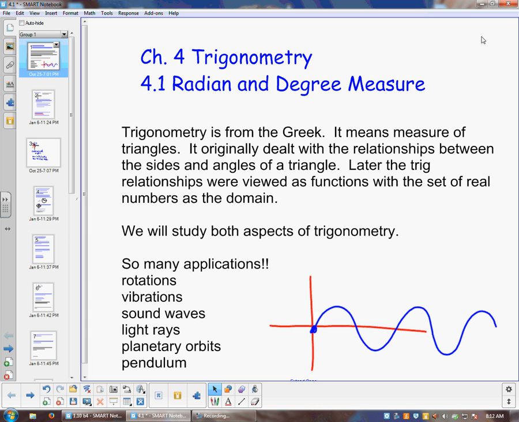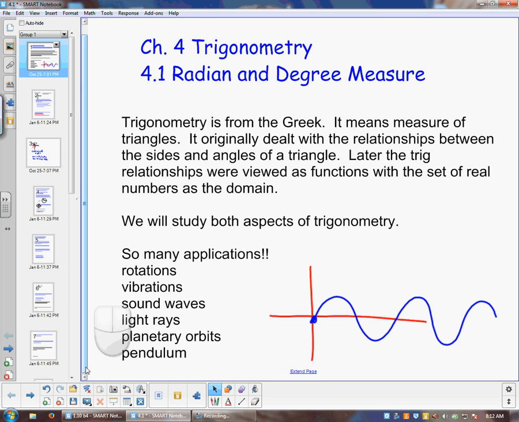This is the start of Chapter 4 on trigonometry, and Section 4.1 is on radian and degree measure. Now, just as a little introduction, trigonometry is from the Greek. It means the measure of triangles. It originally dealt with the relationships between the sides and angles of a triangle, but later the trig relationships were viewed as functions with the set of real numbers as the domain. And we get to study both aspects of trigonometry.